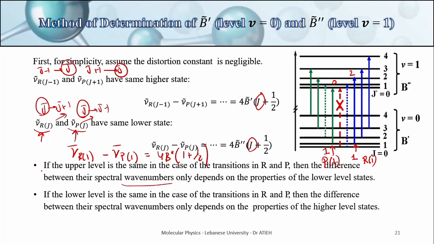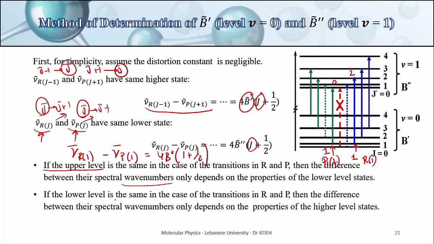So we can see that if the upper level is the same in the case of the transitions in R and P, meaning we are reaching the same higher state, then the difference between their spectral wave numbers only depends on the properties of the lower level states. So as you can see, in this case, it only depends on B prime. The B prime is the rotational constant corresponding to the vibrational level nu equals 0.